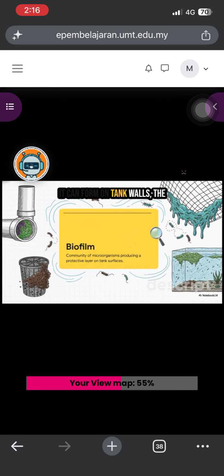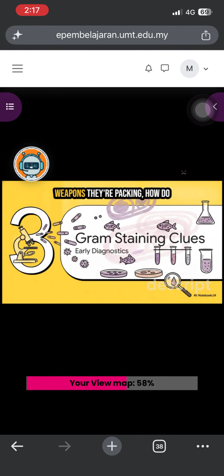It can form on tank walls, the insides of PVC pipes, pond filters, and even on your nets. If aquaculture equipment isn't cleaned properly, these disease-causing bacteria can survive inside these stubborn biofilms for a really long time. They completely bypass your standard cleaning efforts, and they're just waiting there to spread to brand new, healthy batches of fish. Now that we understand the weapons they're packing, how do we go about identifying them?